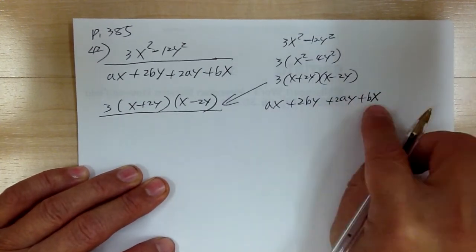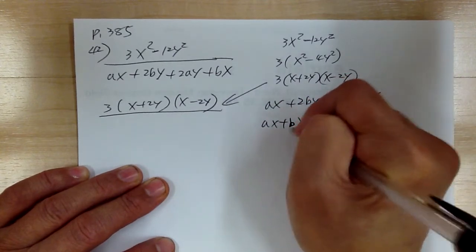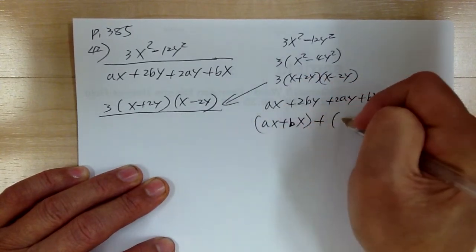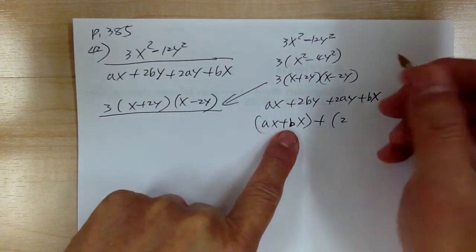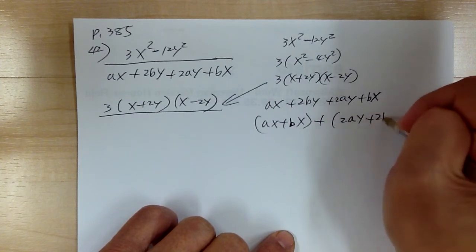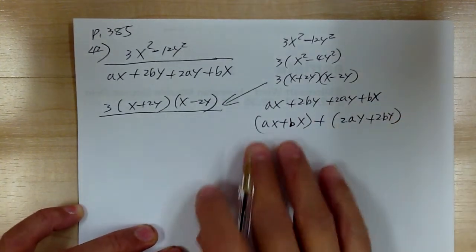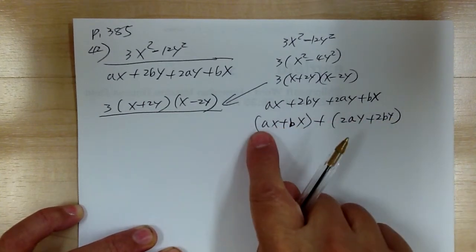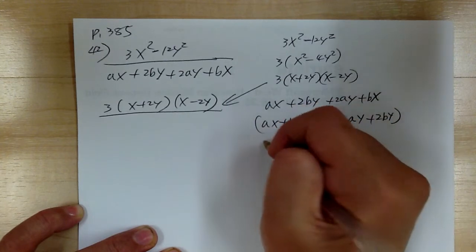So I'm going to group this one and this one. I got ax plus bx plus 2. Now notice that a comes first, so I need to put this one first: 2ay plus 2by. So again, you kind of have to look at your terms and try to put them in a similar order. You got a, then b, so you have to put a and b. So now you can factor the x.